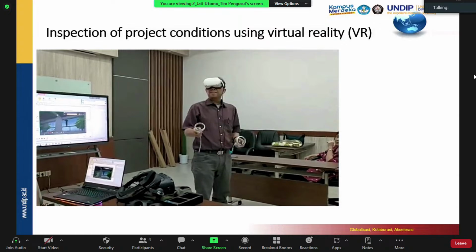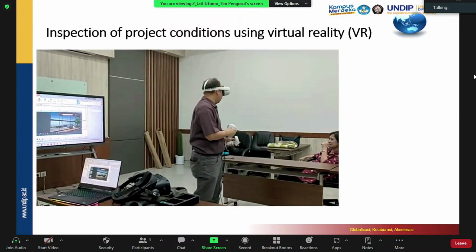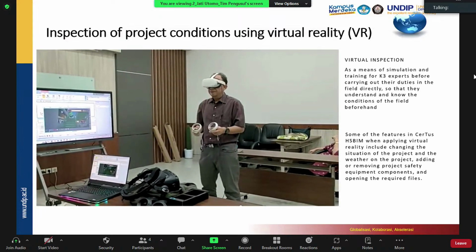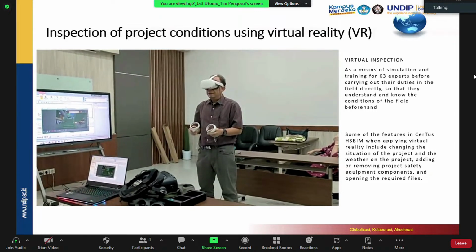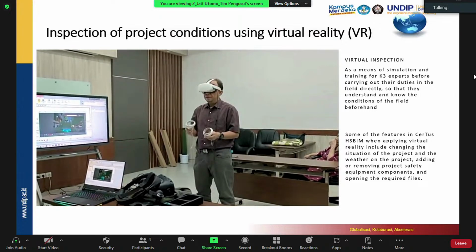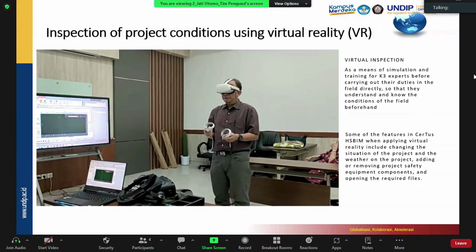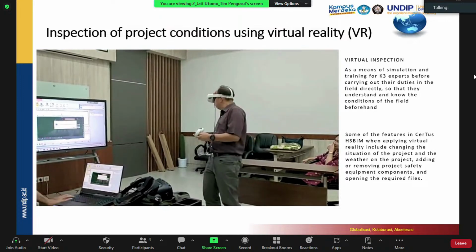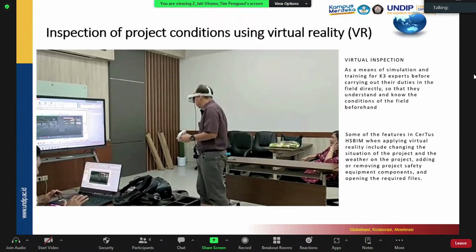So I use the Oculus to move from one floor to another floor. What we can do here is virtual inspection of the building. Before the building is built, we can inspect the areas which are critical, and we can put some notice or some signage there. This is very useful, especially for safety officers.